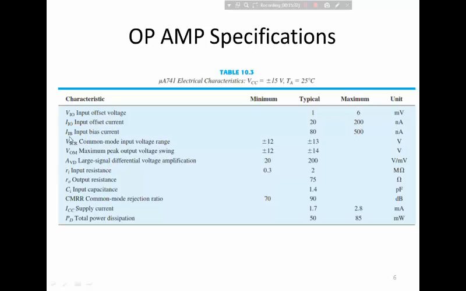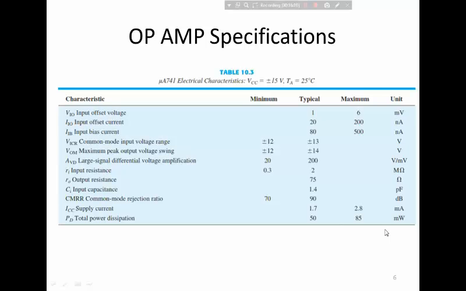Similarly, we will see later on what the input bias current, common mode rejection, common mode input voltage range, and the maximum output voltage swing are, as well as open loop differential gain, input resistance, output resistance, capacitance, common mode rejection ratio, what the maximum supply current is that it can provide, and what the total power dissipation it can handle is. So it is in milliwatts.